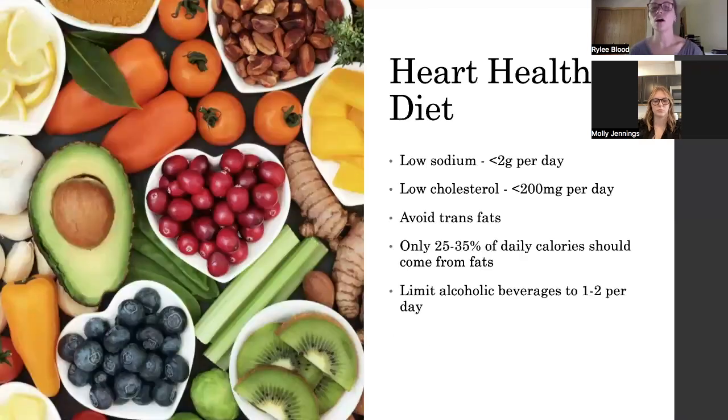All right, a heart healthy diet here includes low sodium, which is less than 2 grams per day, low cholesterol, less than 200 milligrams per day, avoiding trans fats, and only 25 to 35% of daily calories should come from fats, and then limit alcoholic beverages to 1 to 2 per day.